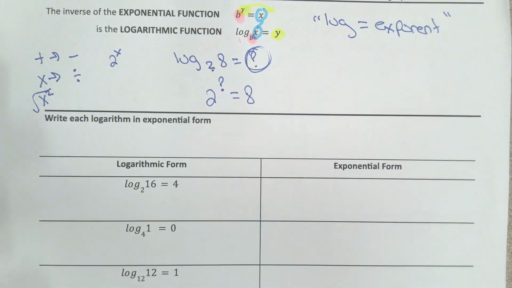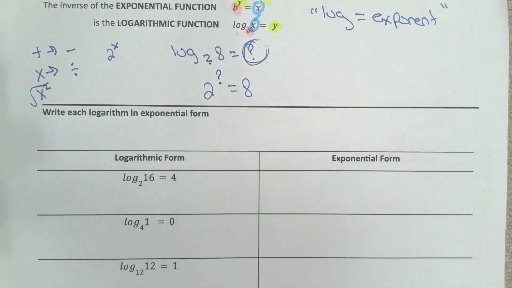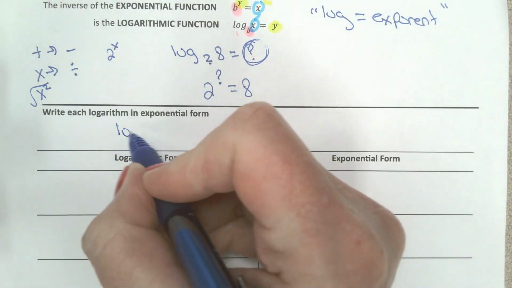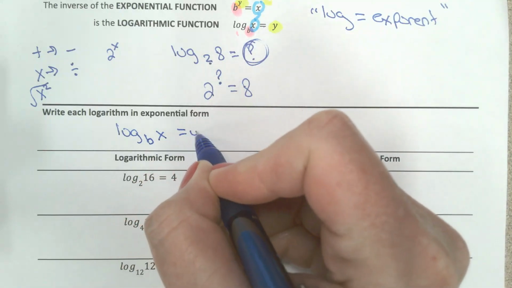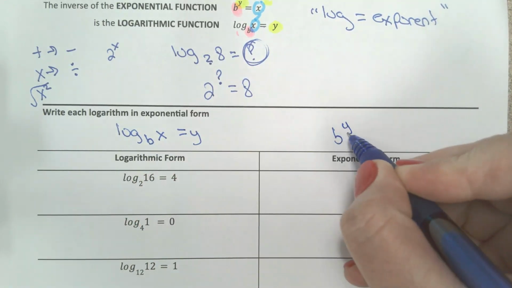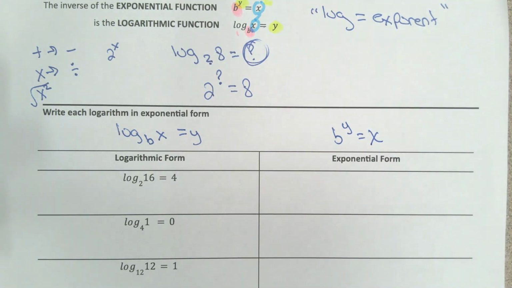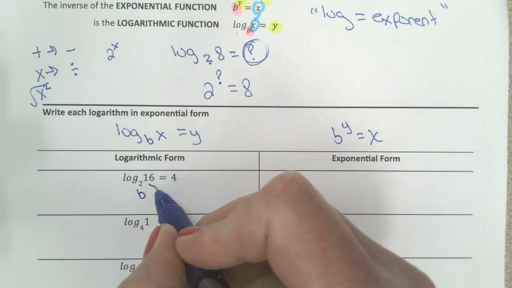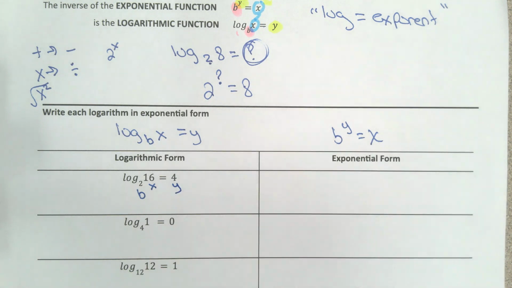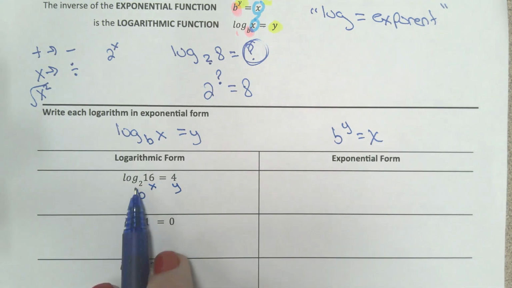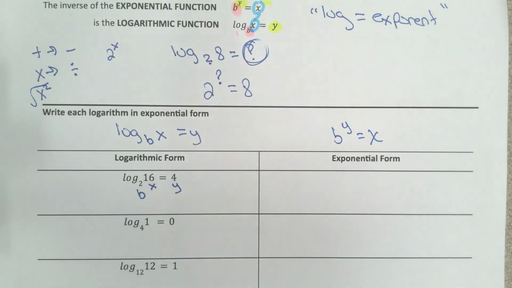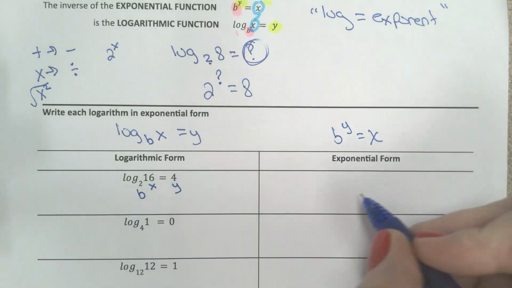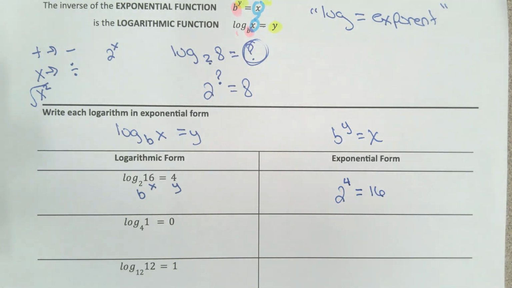All right, so we are going to practice writing logarithms in exponential form. So once again, this is log base b of x equals y, and in exponential form, it's b to the y equals x. So if you were to label it, the 2 is your b, that 16 is your x, and the 4 is your y. So this says I would have to raise 2 to the 4th power to get 16. So the base is the 2, the 4 comes up to the exponent, and it equals 16.